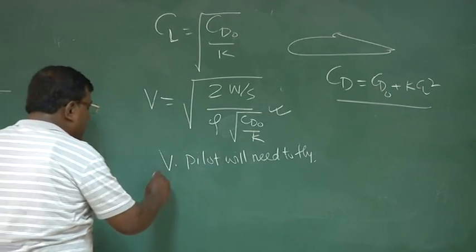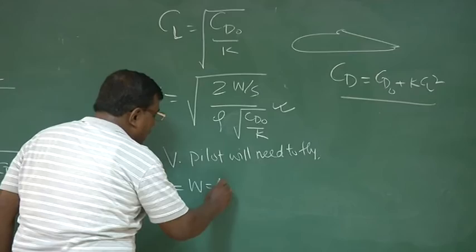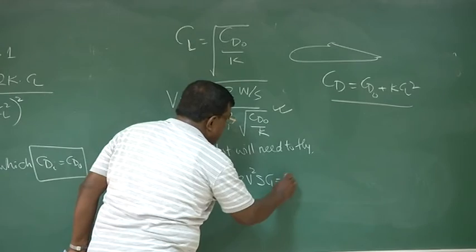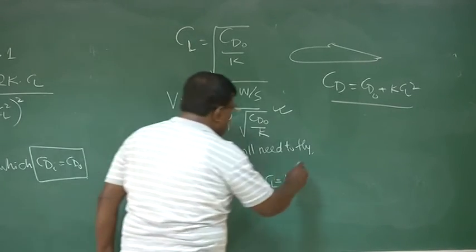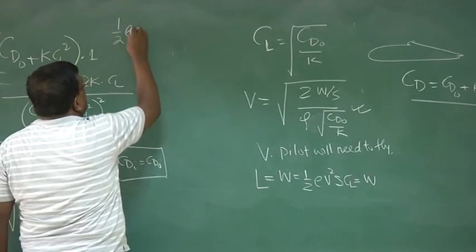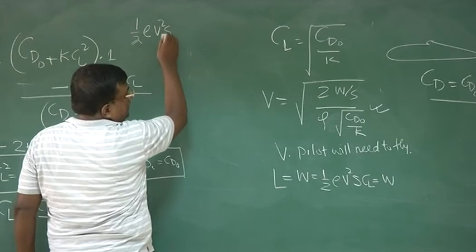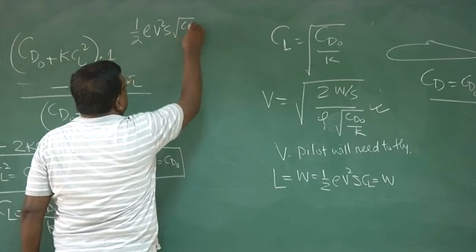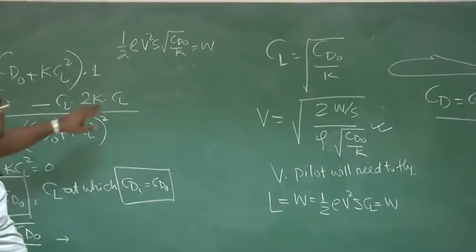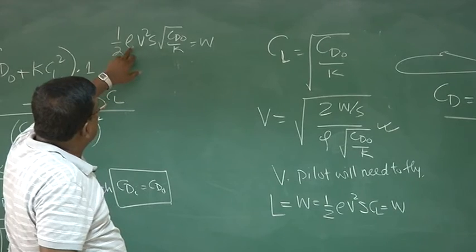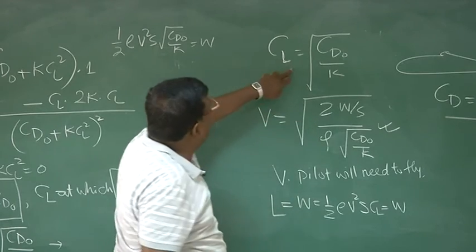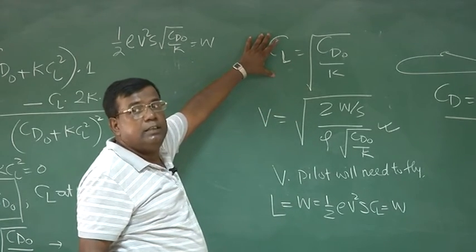So you have to also ensure that lift equal to weight, that is half rho V square S CL equal to W, which if I further write, half rho V square S times under root CD naught by K should be equal to W. So it's very clear from here that CL is fixed because of CD naught by K. You cannot have any other CL. CL is a fixed value.